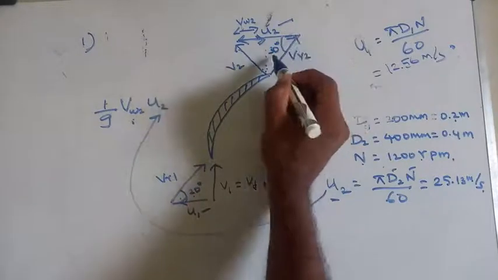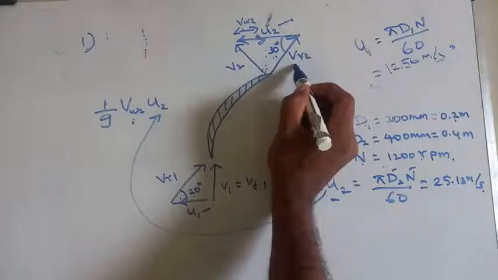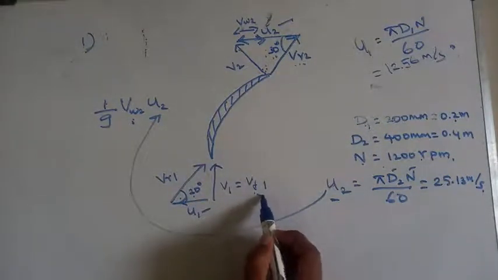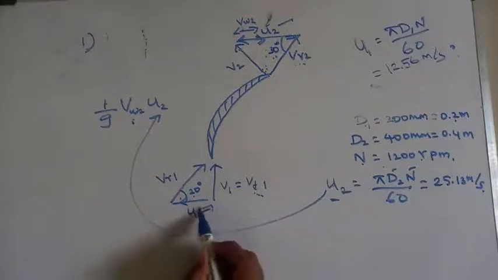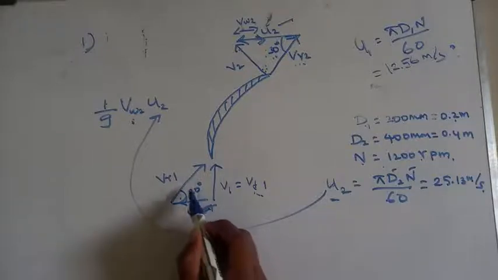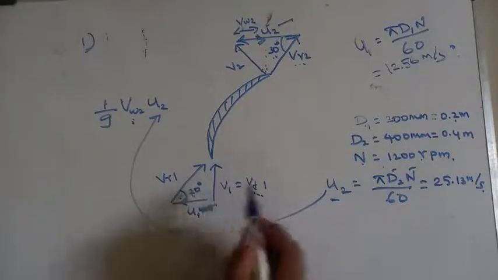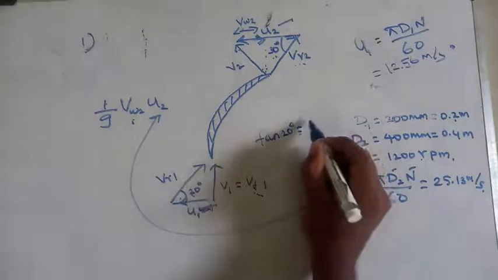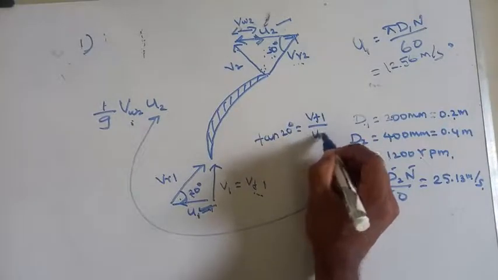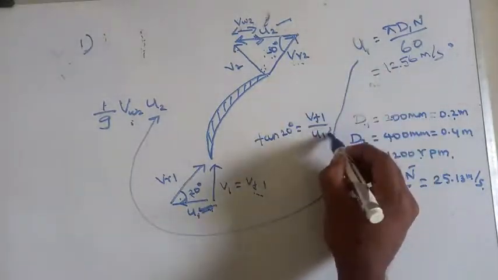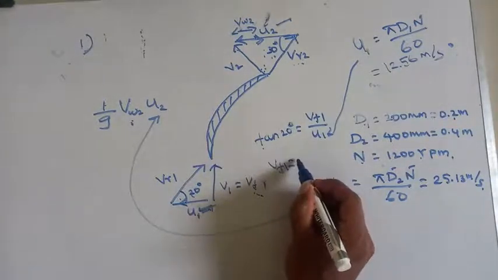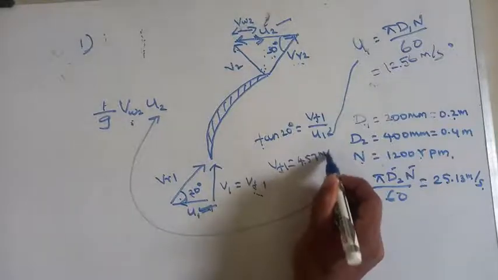So by using this 30 degree and VR2, I can get it, but first I have to calculate VF1. How will I get VF1? I know U1. By using this U1 and this 20 degree, in this triangle, tan 20 degree is nothing but VF1 divided by U1. If I substitute this U1 and tan 20, I will get VF1. That VF1 is equal to 4.57 meter per second.